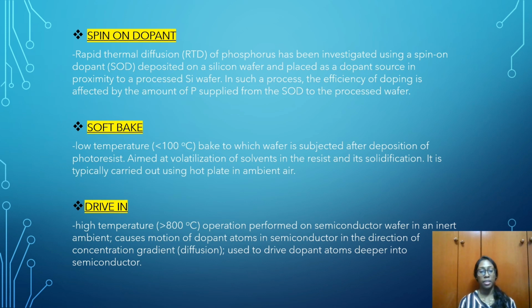Moving on, let's look at what happens in the drive-in process. It is a high temperature operation, which is anything above 800 degrees Celsius, which is performed on semiconductor wafer in an inert ambient. This causes motion of dopant atoms in semiconductor in the direction of concentration gradient, which is known as diffusion, and it is used to drive the dopant atoms deeper into the semiconductor.